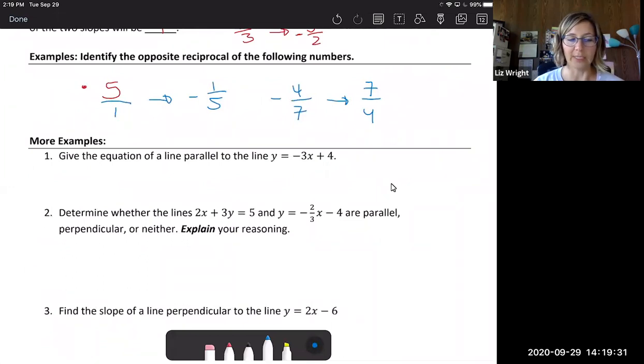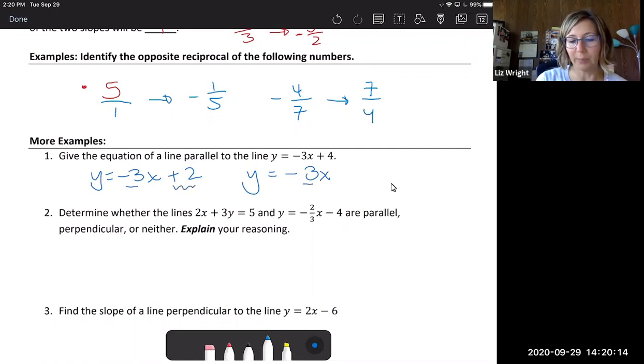All right, so for example, it says give the equation of a line that is parallel to the line y equals -3x + 4. So give any equation of a line that is parallel to y equals -3x + 4. Well, what do we know about parallel lines? Parallel lines means that they're going to have the same slope. And so what that means is that we can write y equals -3x + 2 would work. We could write y equals -3x because, right, the slopes are the exact same.